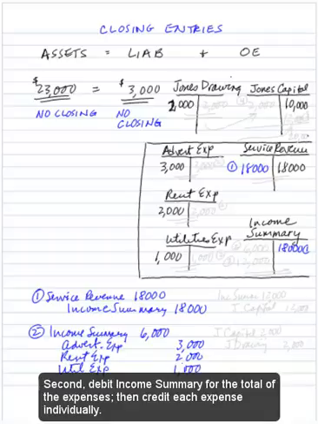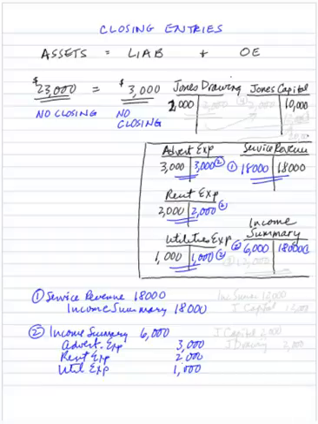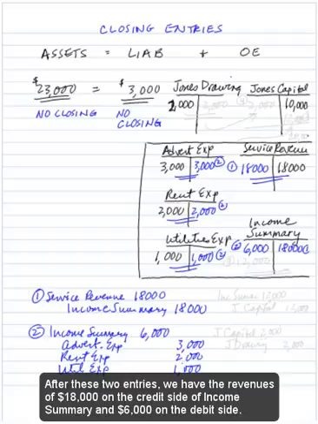Take a look at what happens. The income summary gets debited for $6,000. That's the total of the expenses. This is entry 2. Credit advertising expense for $3,000 on entry 2. Credit rent expense for $2,000 on entry 2. Credit utilities expense for $1,000 on entry 2. Notice that at this point, the revenues are at 0 and all three expenses are at 0. We have the revenues of $18,000 on the right side of income summary and $6,000 of expenses on the left.